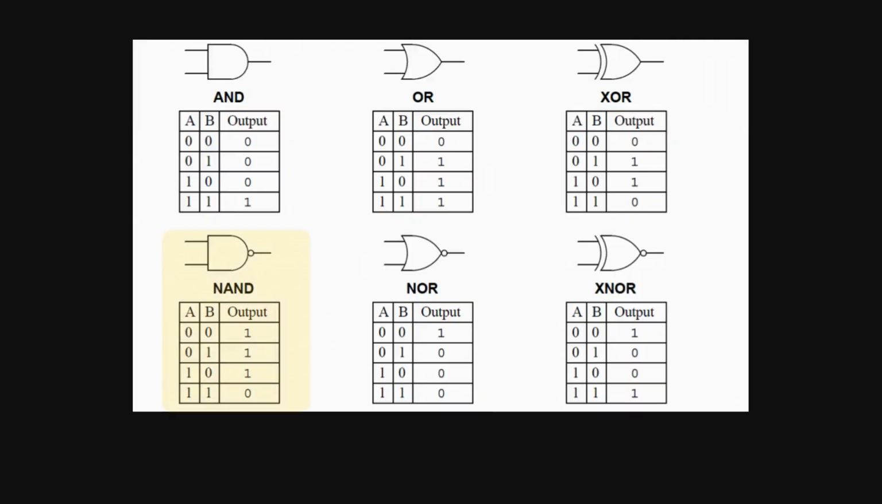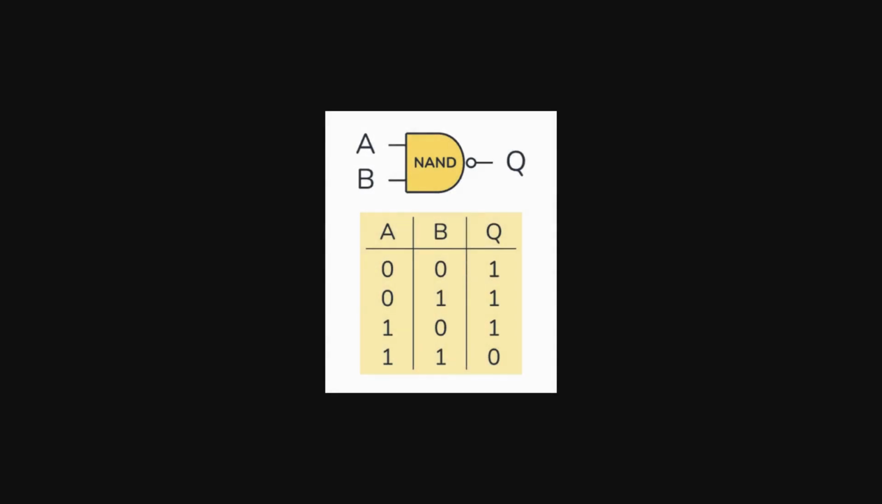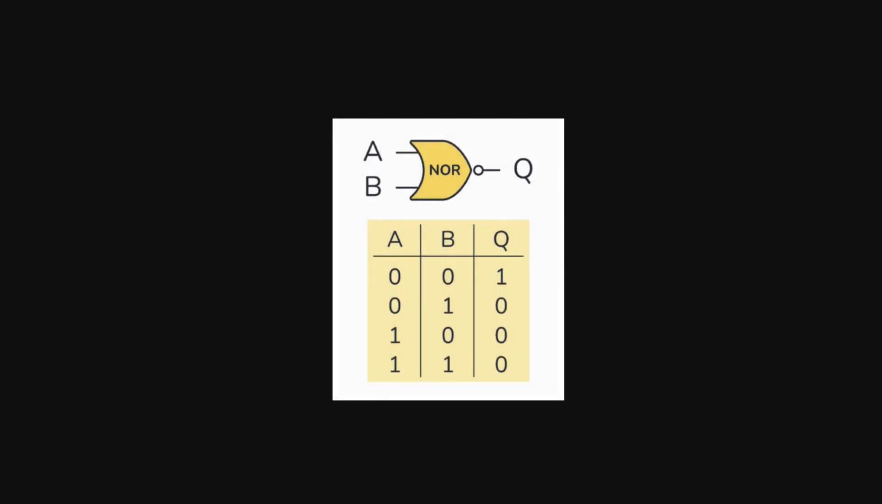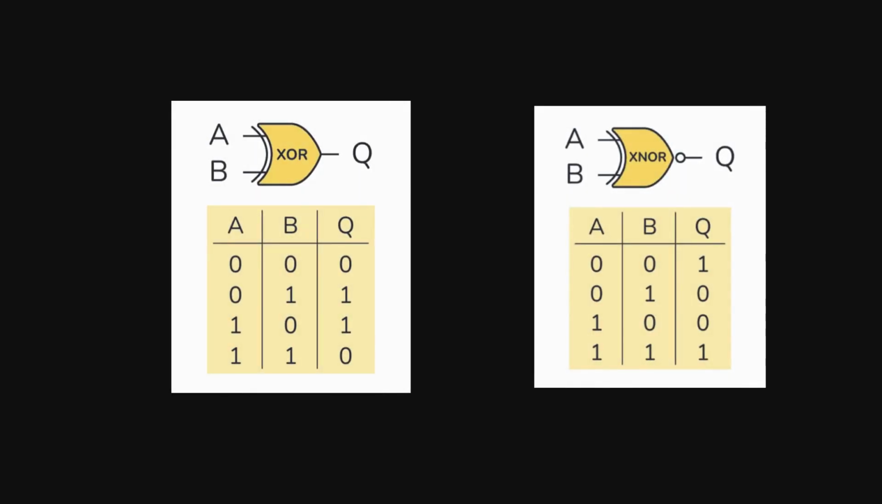Some other logic gates are NAND, NOR, XOR, XNOR. NAND is the inverted output of AND. Similarly, NOR is the inverted output of OR. XOR gives true if both inputs are different, and XNOR gives true if both inputs are the same.